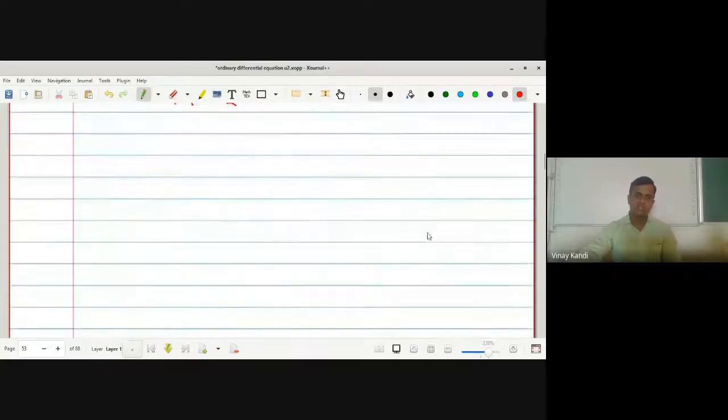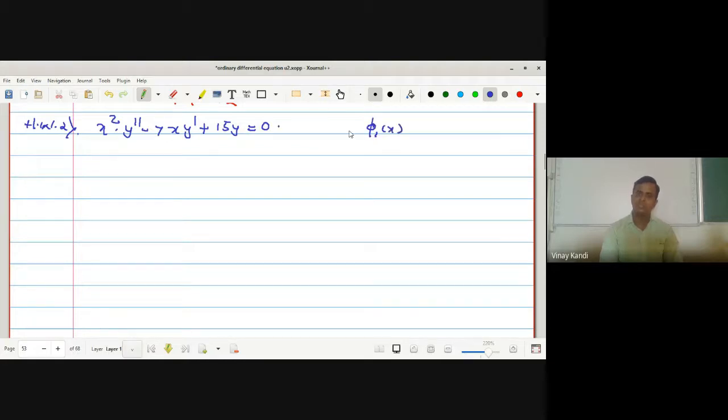Now solve for the homework. Second question: x square into y double dash minus 7xy dash plus 15y is equal to 0. This phi 1 of x is given to us, equal to x cube for all x greater than 0.